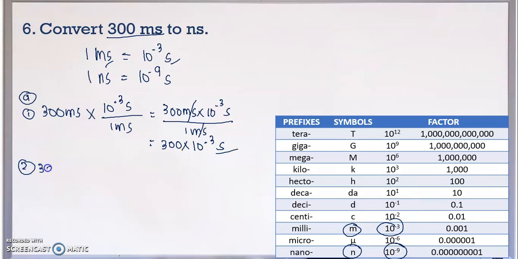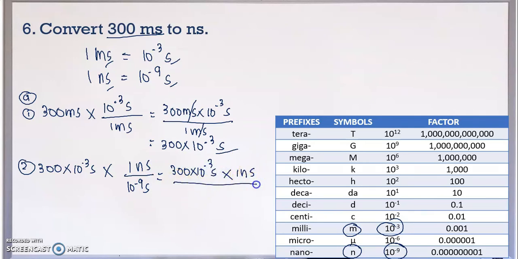300 times 10 raised to negative 3 seconds multiplied to the second fraction, which is 1 nanosecond over 10 raised to negative 9 seconds. 300 times 10 raised to negative 3 seconds times 1 nanosecond divided by 10 raised to negative 9 seconds. Cancel out seconds, and the value would be 300 times 10 raised to negative 3 nanosecond over 10 raised to negative 9.